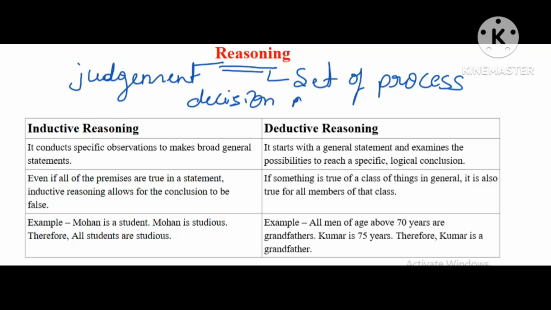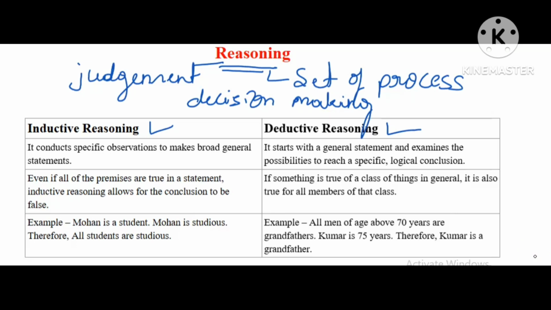I also mentioned what decision making is. Reasoning is a set of processes that enables us to provide judgment on the basis of the requirements, for decision making or it might be a prediction. Broadly we have two classifications: inductive reasoning and deductive reasoning. Let me differentiate what inductive and deductive reasoning mean.